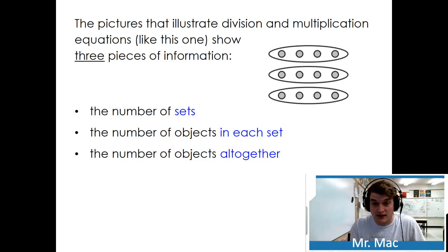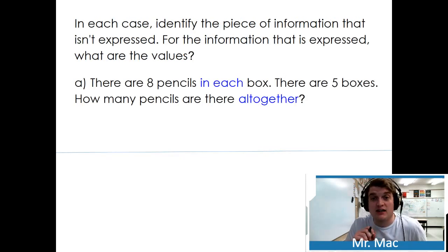The number of sets: 1, 2, 3. The number of objects in each set: 1, 2, 3, 4. And the number of objects all together: 4, 8, 12. In each case, identify the piece of information that isn't expressed. For the information that is expressed, what are the values?